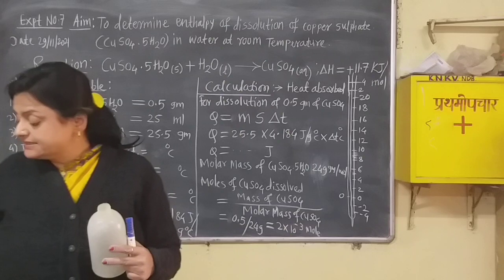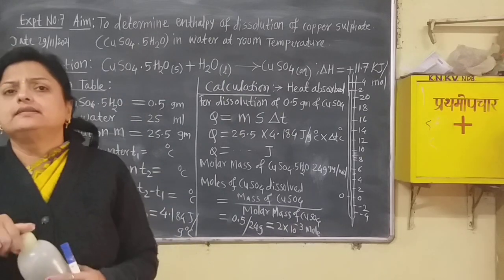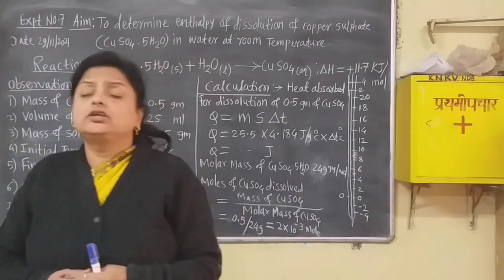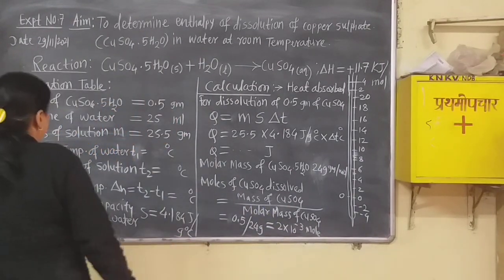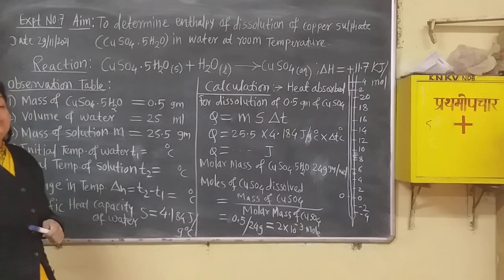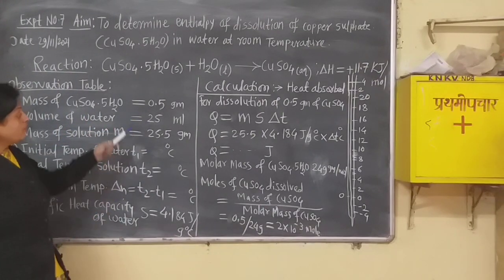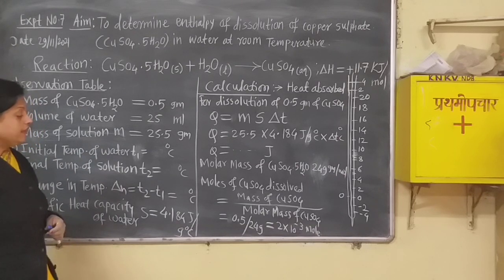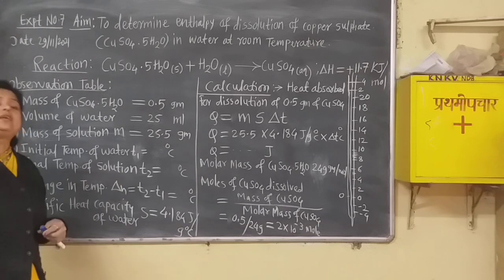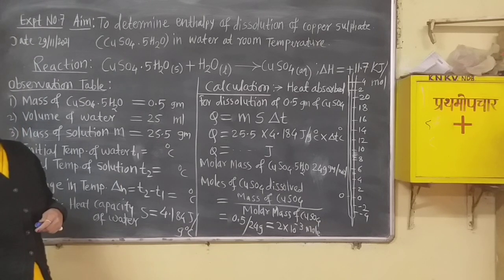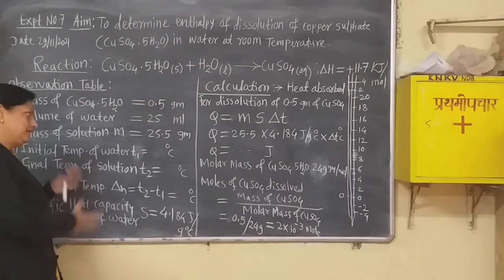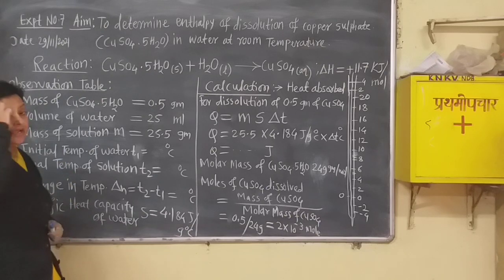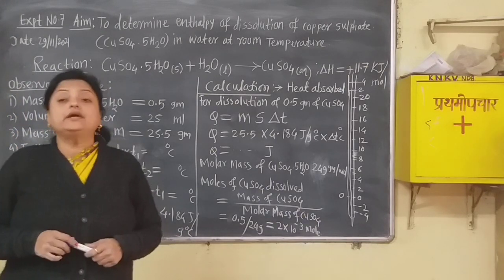So the apparatus is the polythene bottle. Then we require 25 ml water, and we require 0.5 gram of copper sulfate. We first calculate the enthalpy for 0.5 gram, and we know the molecular mass of copper sulfate is about 249 gram. Then we will convert it for 1 mole. First we take only 0.5 gram of the copper sulfate. Again we require the 1/10 thermometer.